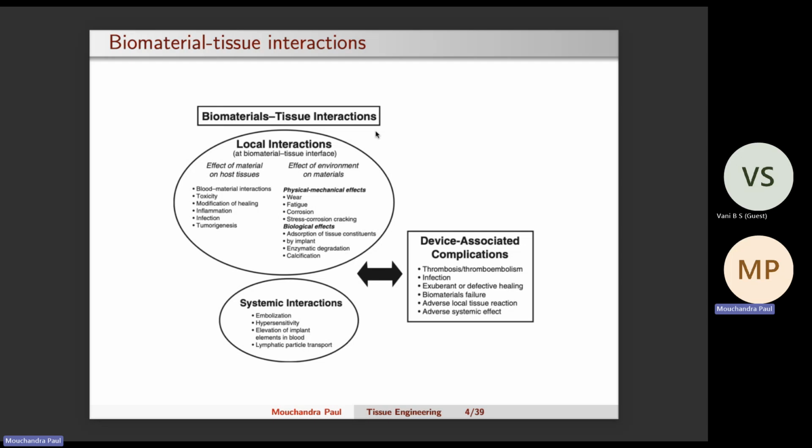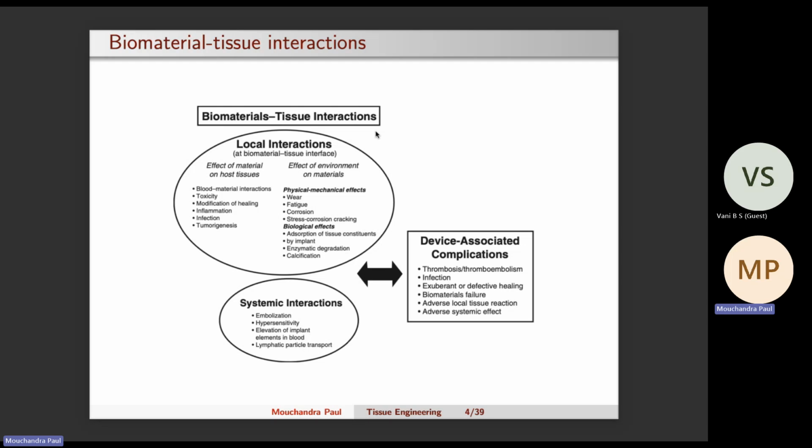Or it can undergo enzymatic degradation. So cells secrete various kinds of enzymes, and if your implant is susceptible to those enzymes, then it can also degrade. And also over time it can undergo calcification, meaning a hard layer of calcium can get accumulated continuously over time on your implant. So this is how our body can affect the functioning of the implant.